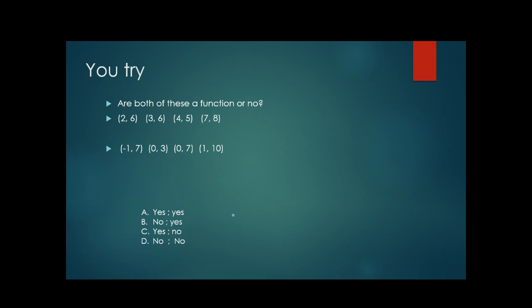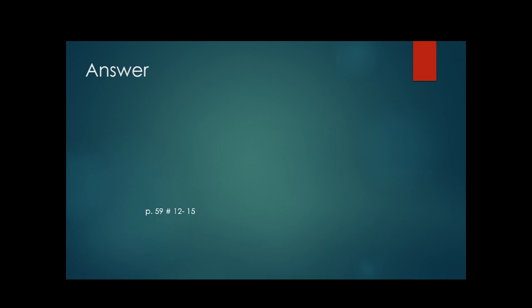You can set them up like pop machines. Remember, if the same number happens twice in the input, like this one, or if the same number happens twice in the output, like this one, then you only need to write it once. Go ahead and try now. For more problems like that, you're going to be looking at page 59, numbers 12 through 15 all.